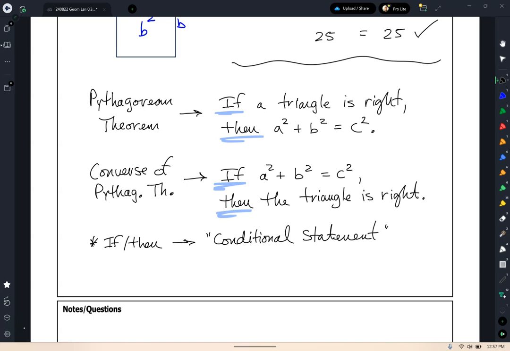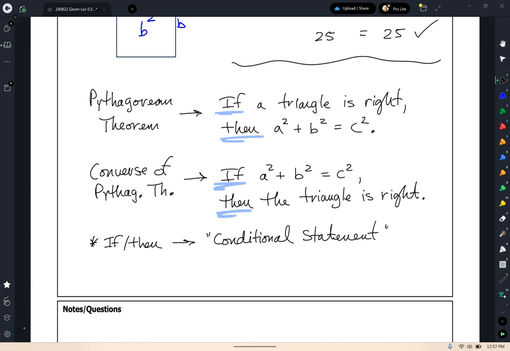But that wasn't actually my question that I asked. The question that I asked was, what do you notice happened from the Pythagorean theorem to the converse of the Pythagorean theorem? Raise your hand and you tell me what you think you noticed happened. Yes. What flipped? Yeah, the if and the then part flipped places, right?